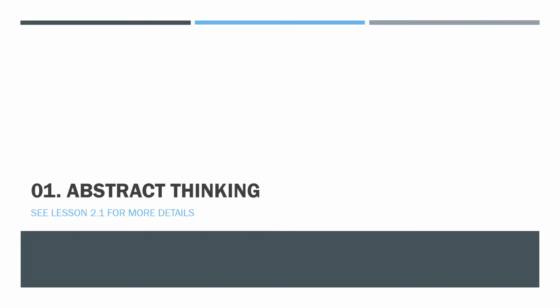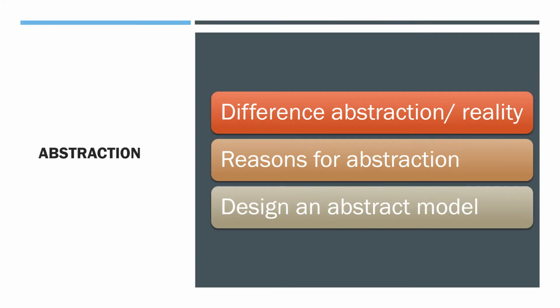Lesson 2.1 is all about abstract thinking, so I'm not going to go into huge amounts of detail here. If you want to go back and look at that lesson, you can fill in all the gaps if there's anything you don't remember. You should be aware of the difference between an abstraction and reality, the reasons we use abstraction, and how we select the right details to create an abstract model. I'm not going to go into that now. Go back to week 2 if you can't remember.